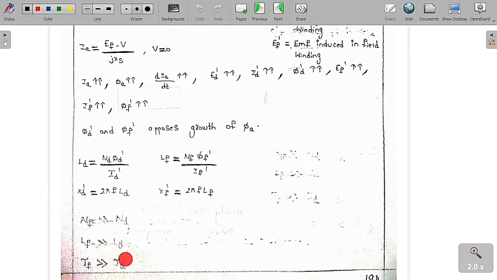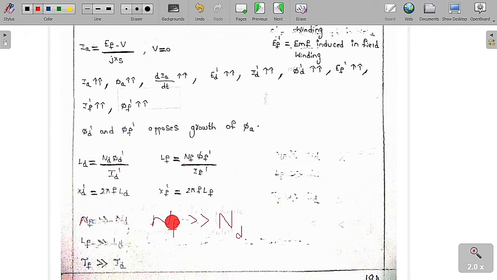Whenever the inductance increases, the time constant increases, because the time constant is equal to L by R. You can see clearly the inductance is very high for the field winding. So the field winding will have a larger time constant when compared to the damper winding. The time constant of the field winding is very high when compared to the time constant of the damper winding. This is the thing you always need to keep in mind. More turns means more inductance, and more inductance means more time constant.